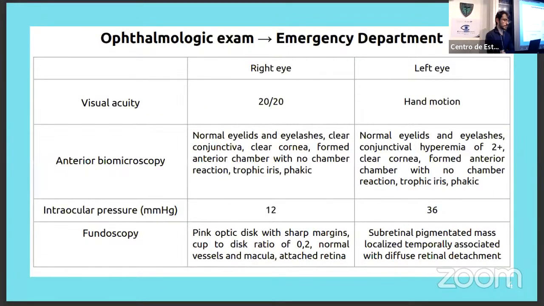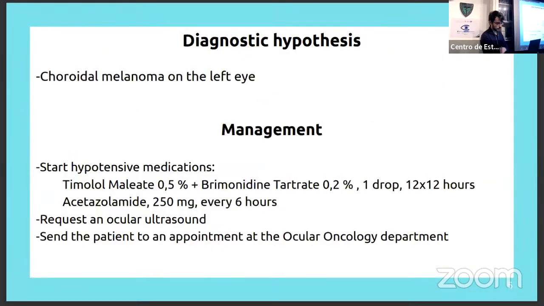On her ophthalmological exam, the right eye was unremarkable, and on her left eye, she had a visual acuity of hand motion. She had a hyperemia of conjunctiva of two crosses, and she had an intraocular pressure of 36 millimeters of mercury. On the fundoscopy, it was possible to see a subretinal pigmented mass localized temporally, associated with a diffuse retinal detachment. So in this first moment, we made the hypothesis of a choroidal melanoma on her left eye. We started some hypotensive medications, oral and topical, on the left eye, requested an ocular ultrasound, and sent this patient to an appointment at our ocular oncology department.